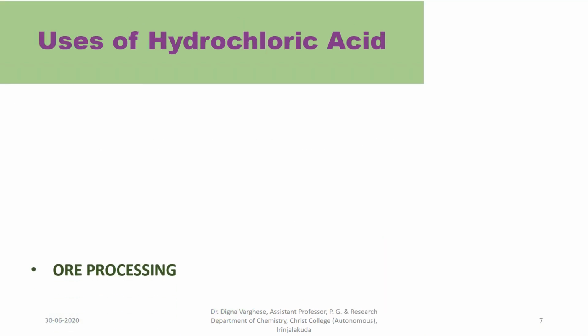Uses of hydrochloric acid. There is another use, ore processing. Ore processing is a 24-hour operation. It consists of the following stages. First one is grinding and sizing. Second one is leaching and adsorption. And third one is the precious metal recovery. During this process, for the recovery of the metal, hydrochloric acid is used.